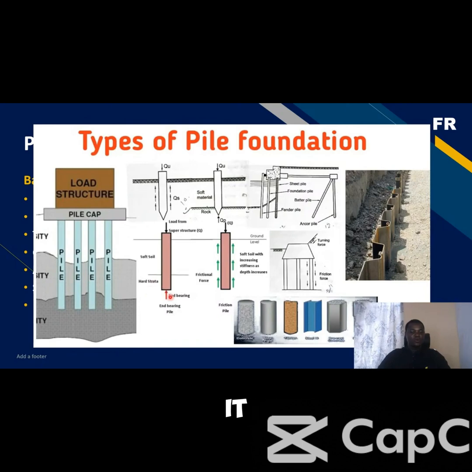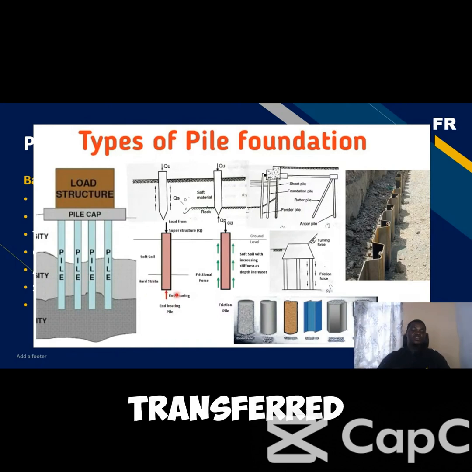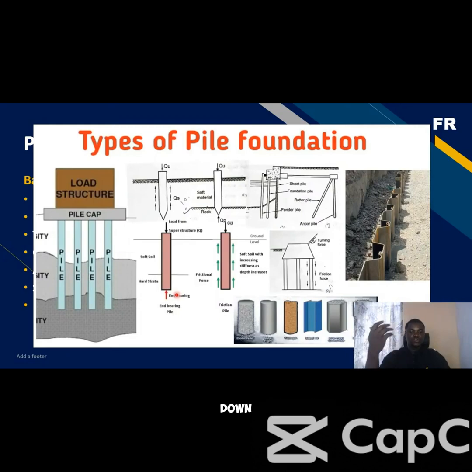So that's why they call it end bearing pile, because the load is transferred from the superstructure down to where we have the high density layer of soil. So that's the idea behind the end bearing pile.